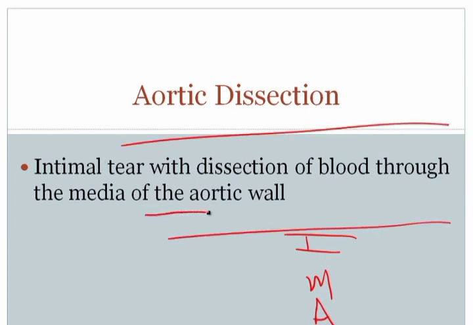Now as the blood flows through the wall, there's a tear in the intima. The blood then goes through the intima, which is of course super thin, and then gets access to the media and begins to rip across the media, dissecting the wall of the blood vessel. And so that's an aortic dissection.